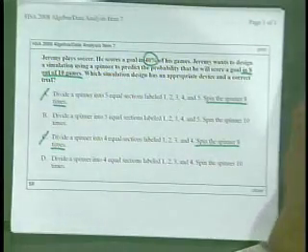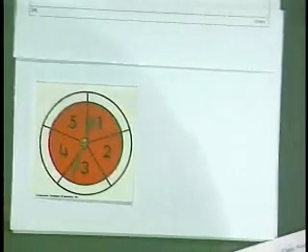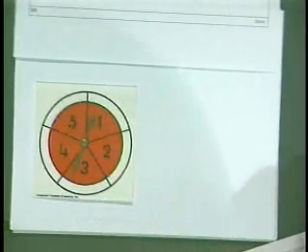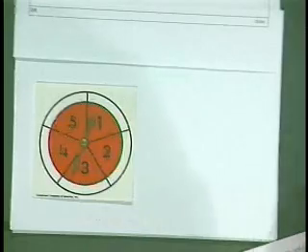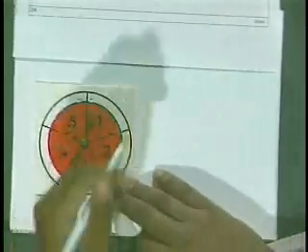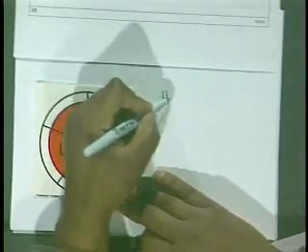So B says divide a spinner into 5 equal sections, labeled 1, 2, 3, 4, and 5. Spin the spinner 10 times. So let's take a look at a spinner that's actually divided into 5 equal sections. So here we have our spinner. And this spinner is divided into 5 equal sections, labeled 1, 2, 3, 4, and 5. Now the question is, does this spinner represent the probability that Jeremy will score a goal? Remember, the probability that Jeremy will score a goal is 40%.